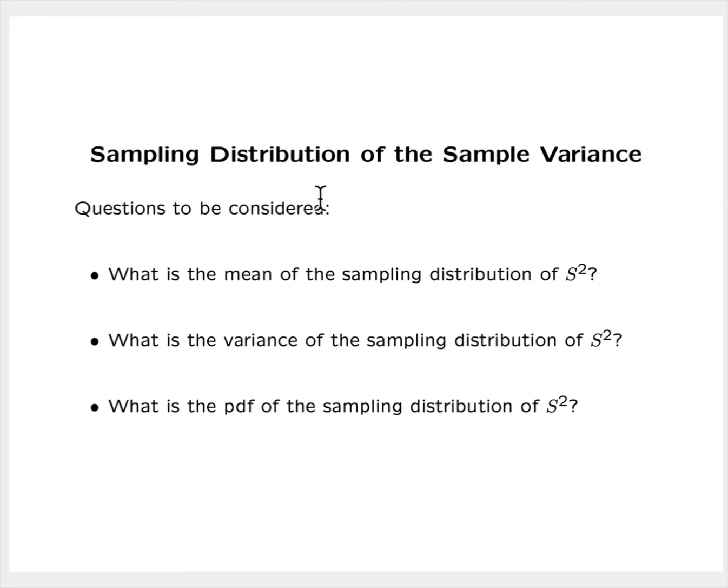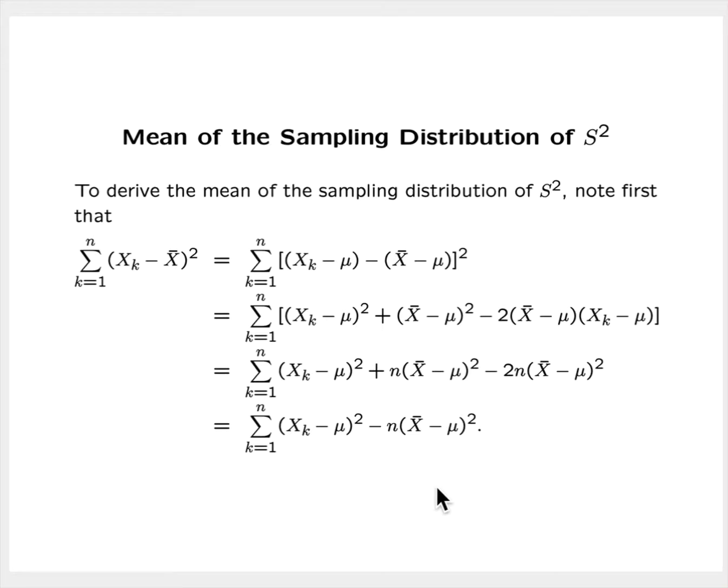You'll remember that we thought about these same kinds of questions in the context of the sampling distribution of the sample mean back in the module on sampling distributions. And so at this point, we're going to consider those same kinds of questions for the sample variance. What we're going to do here is derive the mean of the sampling distribution of the sample variance.